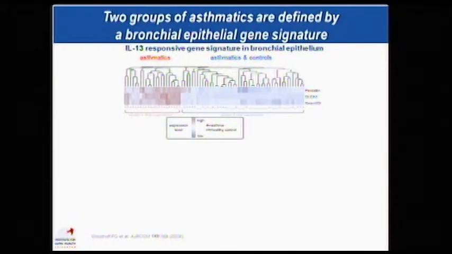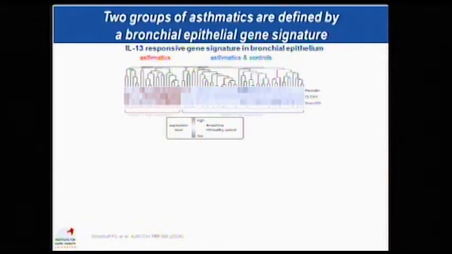And they used gene arrays to examine gene expression in epithelial brushings from patients with steroid-naive asthma. They found that the three most upregulated genes in asthma were serpin-B2, CLCA1, and periostin. And so they developed this IL-13-responsive gene signature, as they called it.